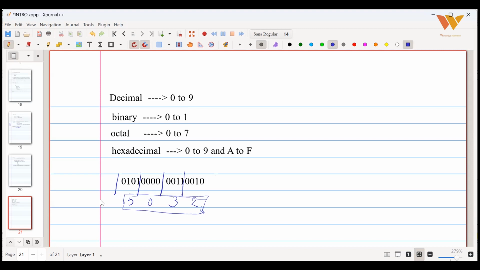Okay, should I teach the conversion as well? How we convert binary to decimal, decimal to octal, octal to hexadecimal? No need, right? Ma'am, give one example. Only one example. Okay. Yes.